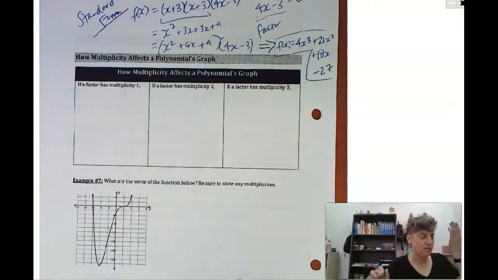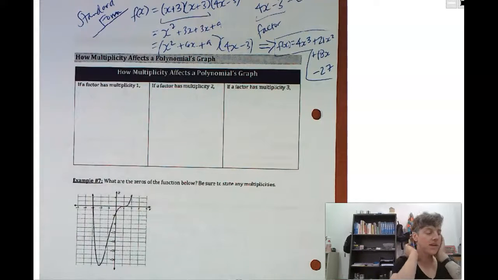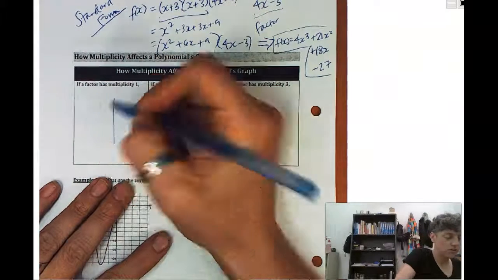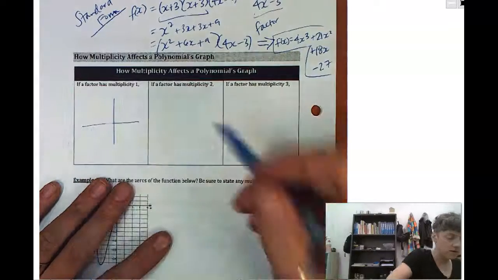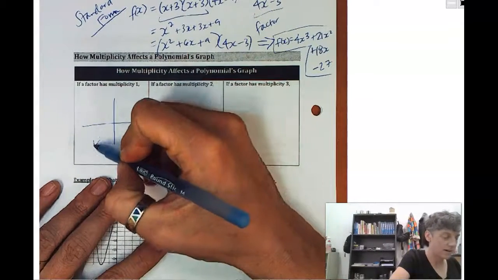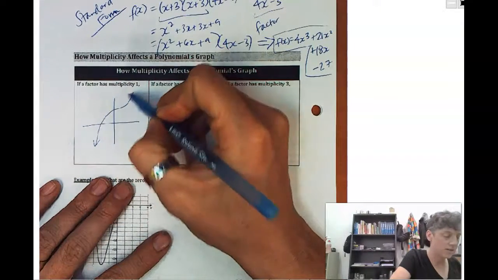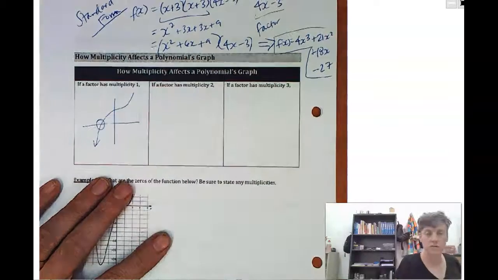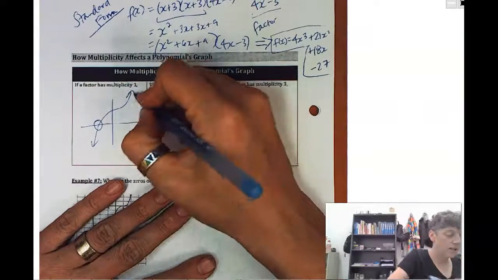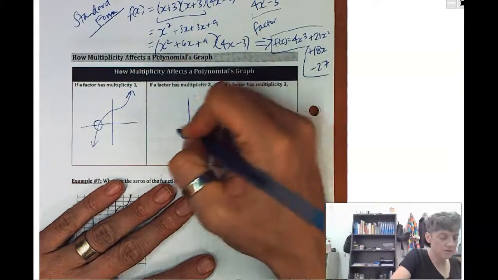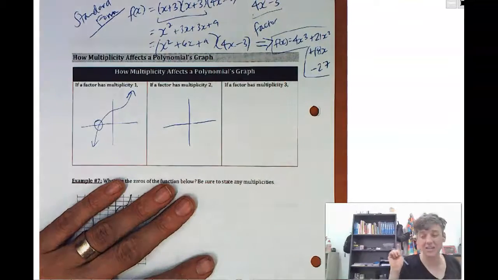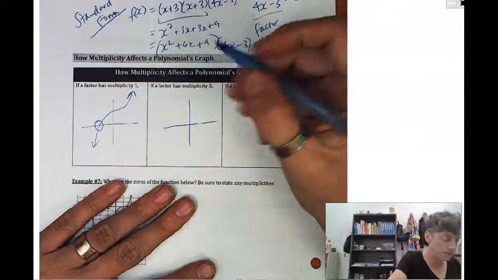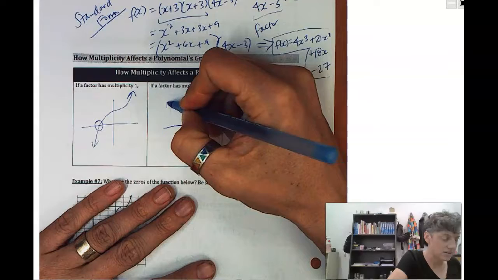Last thing we're going to talk about is how a multiplicity affects a polynomial's graph. If a factor has a multiplicity of 1, it's going to go straight through your x-axis. Whee! Okay? It's going to go straight through. If your factor has a multiplicity of 2, it's going to touch the x-axis and bounce off. It'll touch the x-axis and bounce off.